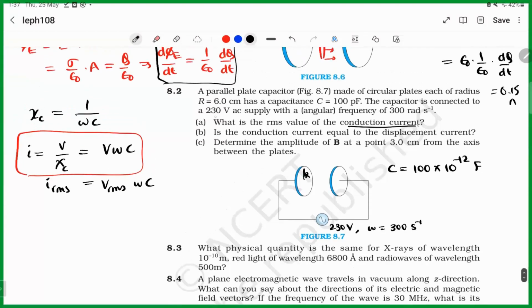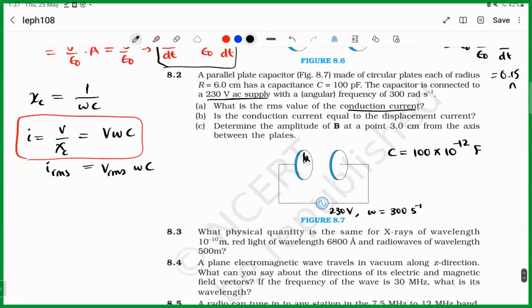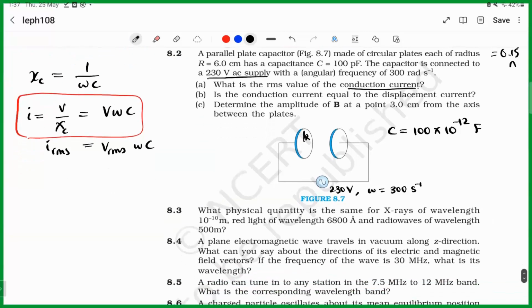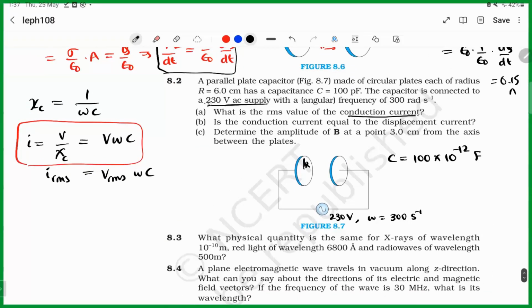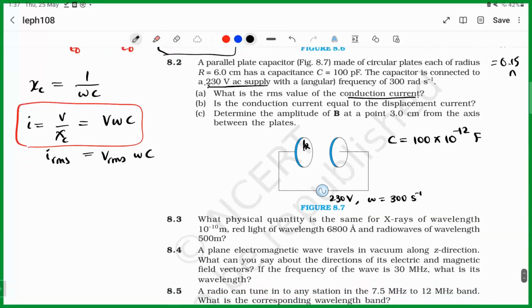VRMS is, when they tell you that there is an AC supply of 230 volts, they automatically mean that 230 volts is the RMS, okay? That's a very, very important point. This is not the peak. Remember that 230 volts is not the peak voltage. It is the RMS voltage. So the peak voltage will actually be 230 times square root of 2.